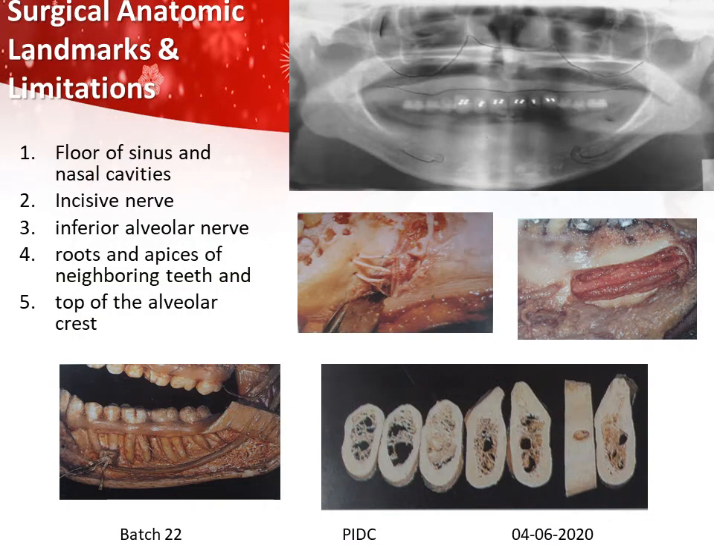Okay, next coming to the surgical landmarks and the limitations. So whenever you're going to place an implant, see to it that you see all these landmarks and then plan your surgery. If not, you will be landing in serious trouble later. So the first one which you have to take care of is your maxillary sinus. The second is your nasal floor cavities, and then your incisive nerve, your inferior alveolar nerve, and then the roots and apices of the neighboring teeth, and the top of the alveolar crest.